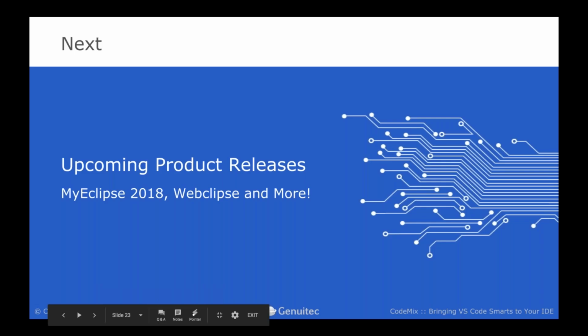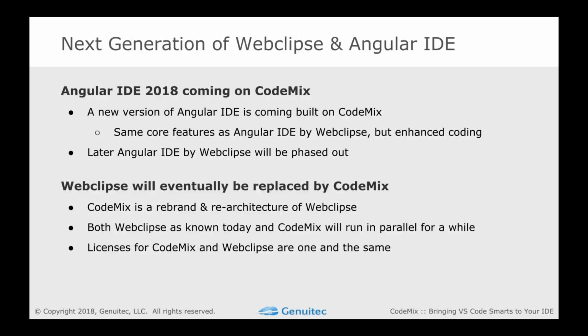And next, we'll move on to product releases and what's coming. Tim discussed earlier why we decided to do CodeMix, and it really allows us to do some different things with our other products and improve the development of our other products as well. So Angular IDE 2018 will be on CodeMix. It'll be built on top of CodeMix. It'll have the same core features with the enhanced coding experience from CodeMix.